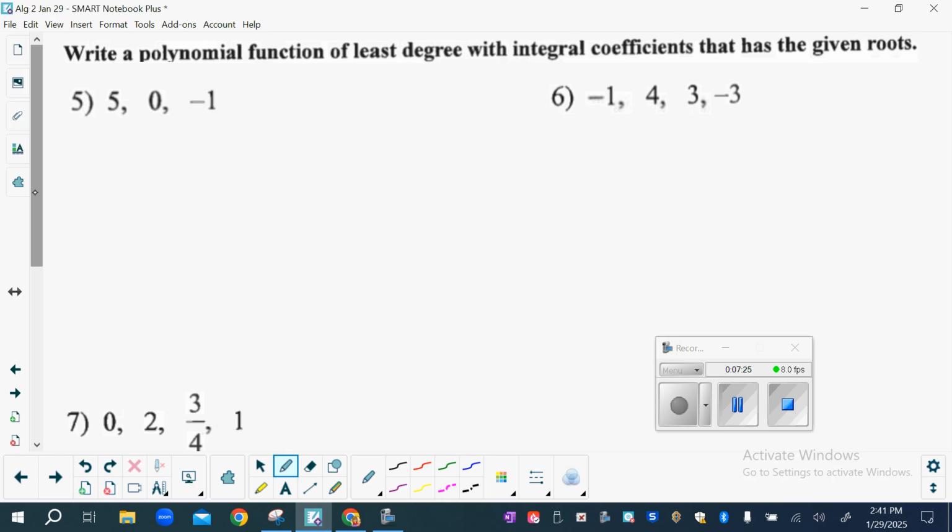Nobody has known yet. What's that? No, this is just referring to integer. The coefficients have to be integers with the given roots. Essentially, we want it in standard form. Okay? So we're going to start by writing in factored form first.